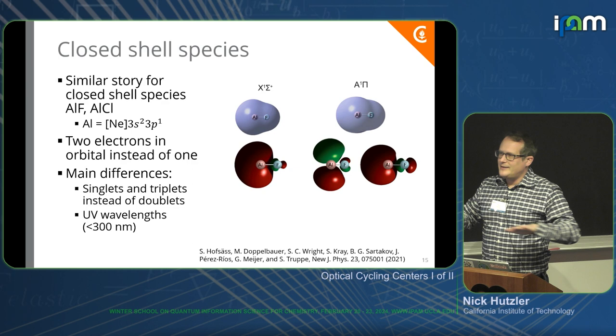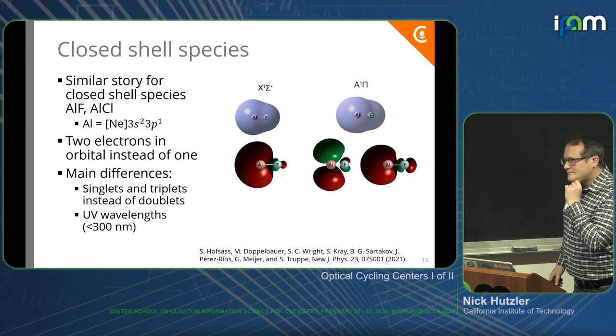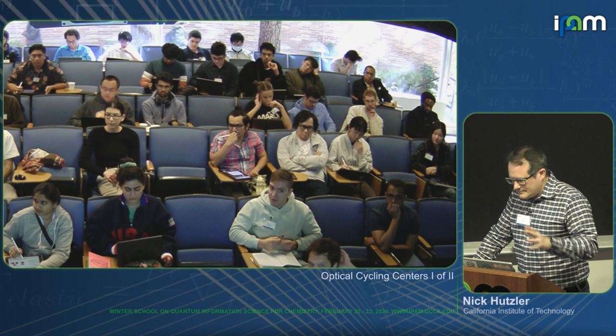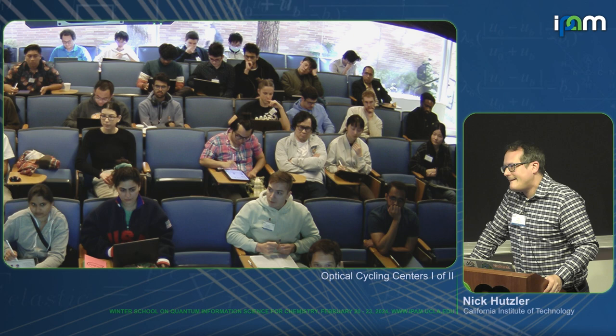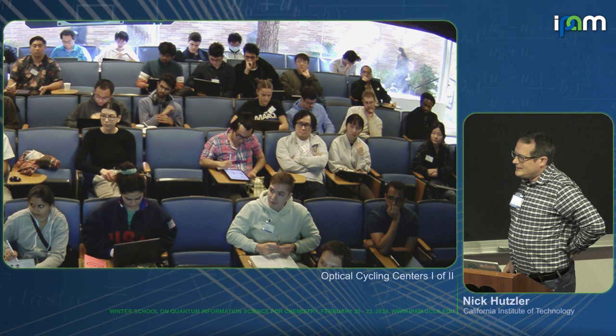I'll ask just a question. So you said that, for example, calcium fluoride behaves like an alkali atom, right? Spectroscopically. Ish, yeah. Why don't we just use atoms? Why do we need diatomics? That's a great question, and that's a question that keeps me up at night, that a lot of people ask me.